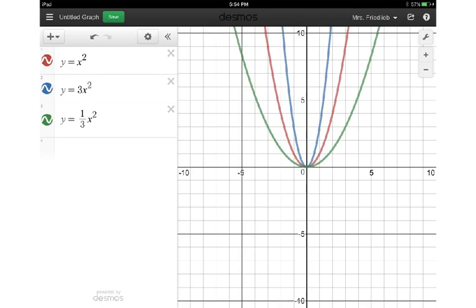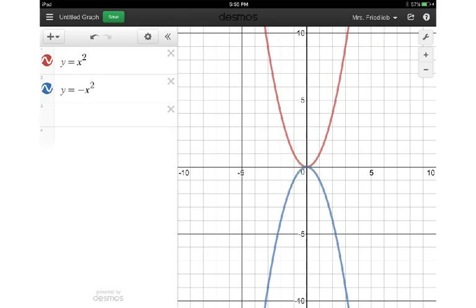Now let's do stretching and shrinking. So again, the red graph is the parent function. 3x squared, the blue graph, is the graph that has been vertically stretched or made narrower by a factor of 3. In other words, all the y coordinates of all the ordered pairs on the original graph were multiplied by 3. The green graph is wider than the red graph because it was being multiplied by 1/3. It was multiplying all the y coordinates by 1/3. And here's the graph that's been reflected over the x-axis.